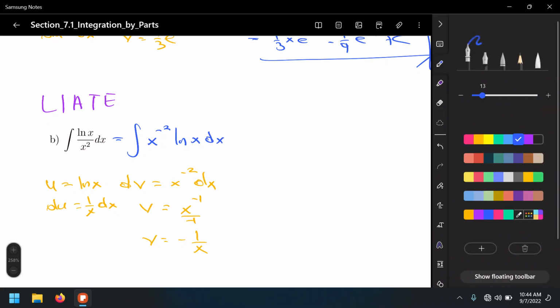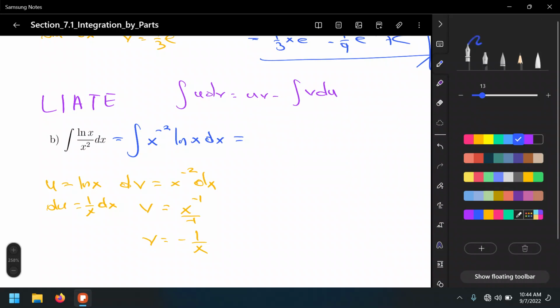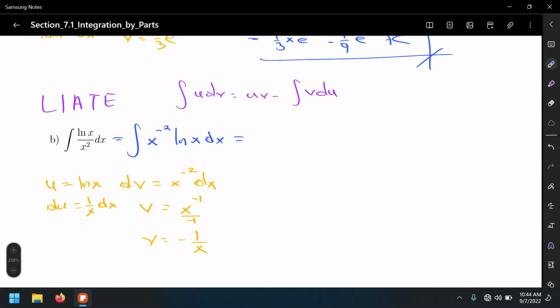So let's go back. Again, let me write down the formula. The integral of u dv is u times v minus the integral of v du. So u times v, that's going to be ln of x times negative 1 over x, alright, and minus the integral of v, which is negative 1 over x, times du, which is another factor of 1 over x dx.